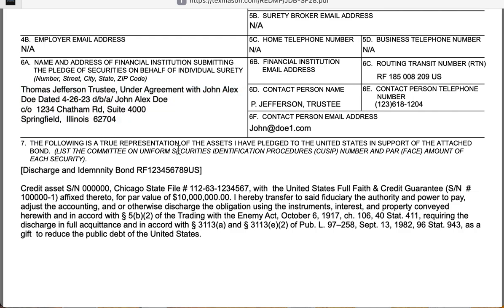The following is a true representation of the assets I have pledged to the United States in support of the attached bond. So in this case, the asset that I'm pledging is the certificate of live birth with the full faith and credit of the United States attached to it. Why do I say it's a credit asset?